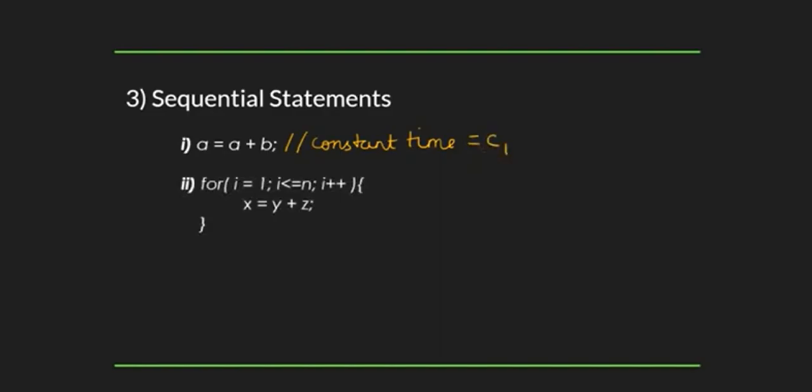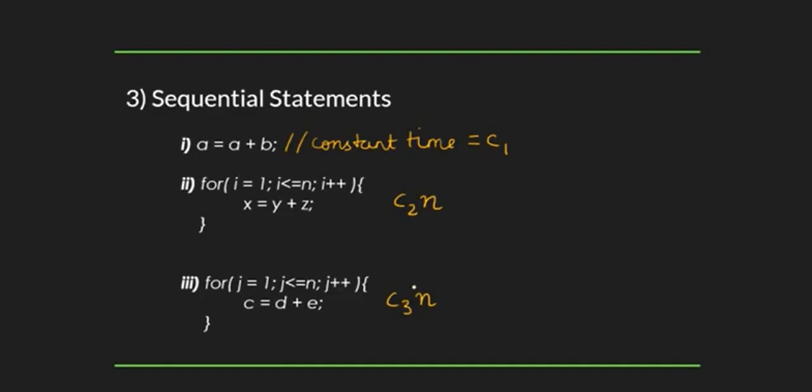Next are the sequential statements. Let's say that we have an expression which takes constant time to run. Let me denote it by C1. After that, we have this for loop which we have seen before, and it will take C2 times n time to run. Then we have another for loop which takes C3 into n time to run.